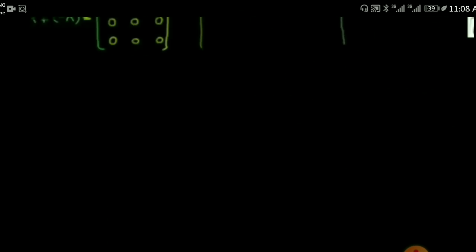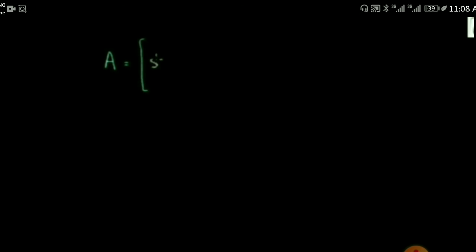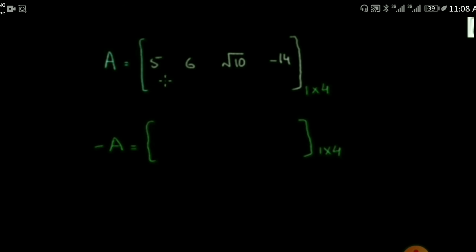Okay. Next, I'm going to quote one more example where order is 1 by 4, as it has 1 row but 4 columns. What will be the negative of A? Again, negative of A or additive inverse of A will be changing sign of every entry. Plus 6 becomes minus 6. Square root of 10 becomes minus square root of 10, and minus 14 becomes plus 14.